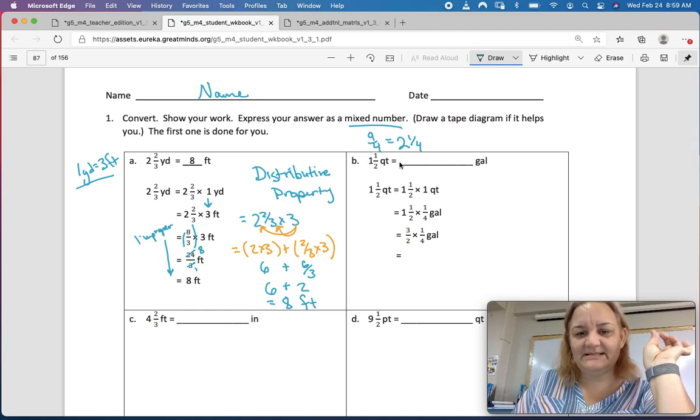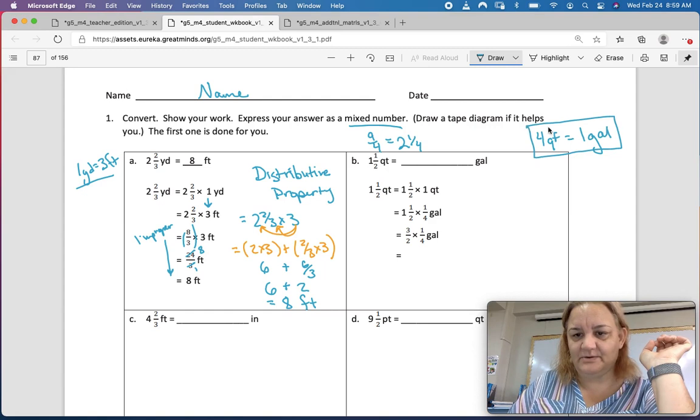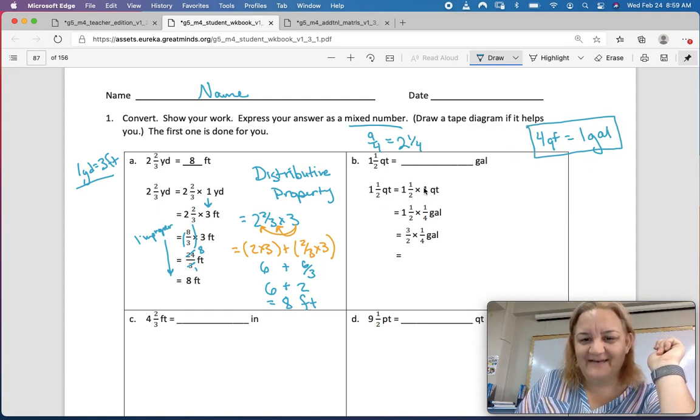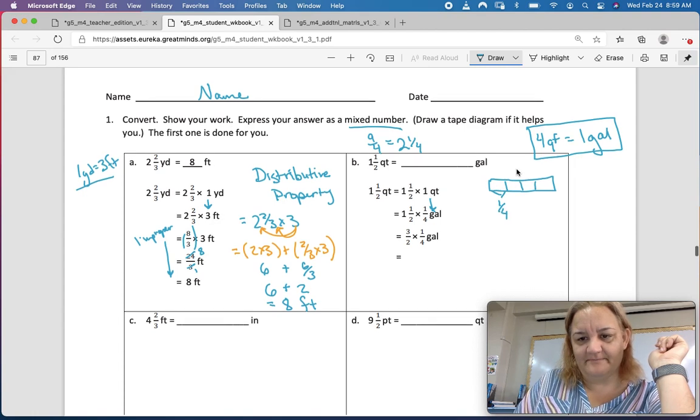1 1/2 quarts equals how many gallons? Well, first of all, there are 4 quarts in 1 gallon. Okay. So you need to know that information. If you don't, look it up on your conversion chart. 1 1/2 quarts equals 1 1/2 times 1 quart. Okay. And then they've converted to gallons right here. Remember, if this is a gallon, 1 quart would be 1/4 of that gallon.